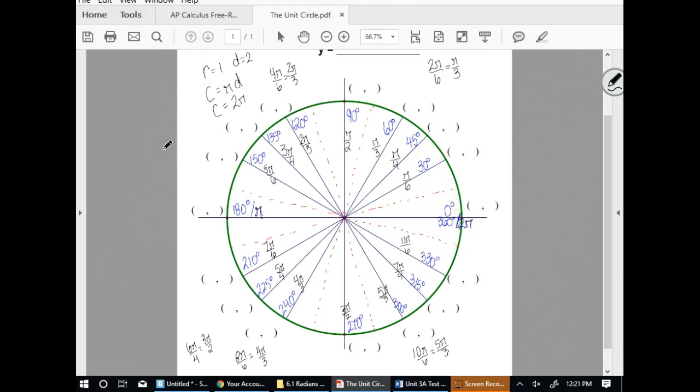So if I tell you that the angle is 2 pi over 3, you can just say, oh yeah, that's the same as 120 degrees. And you can just think in degrees, which you're probably more accustomed to right now.